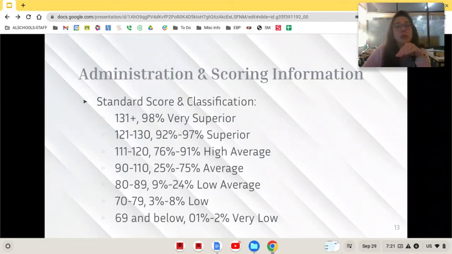So here is the standard scoring classification. I might have this in there twice. Whoops. Over 131 or 98% is very superior, all the way down to 90 to 110 or 25 to 75% is average, 69 and below of the standard score, or oops, that's supposed to be 0.1% to 2% is very low.